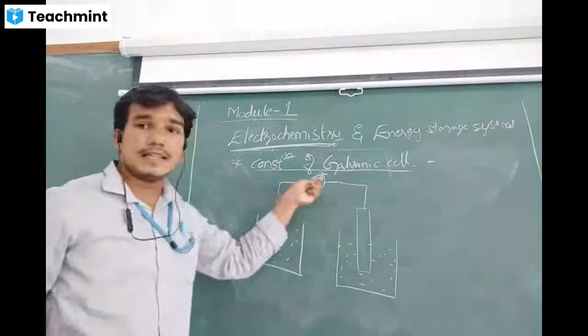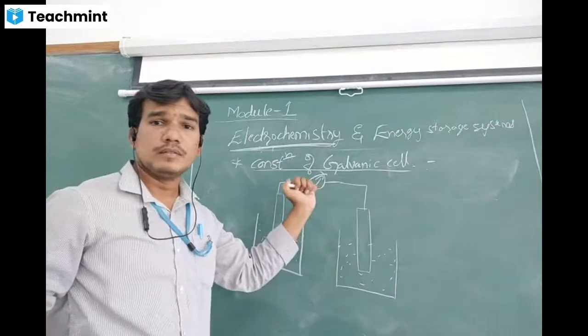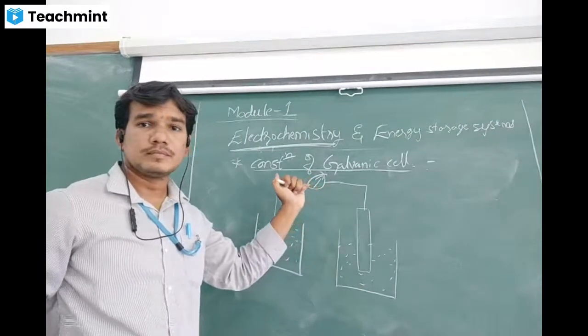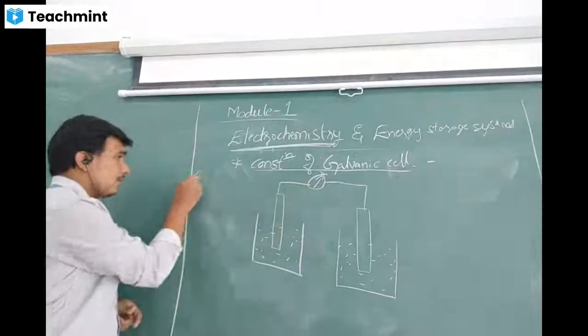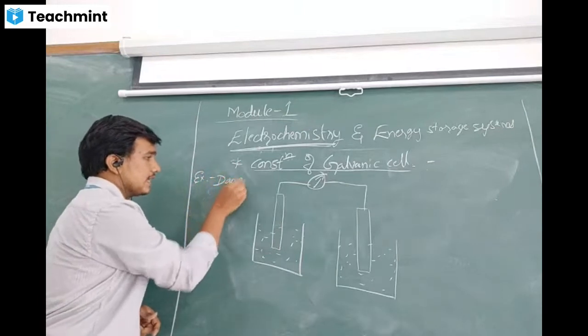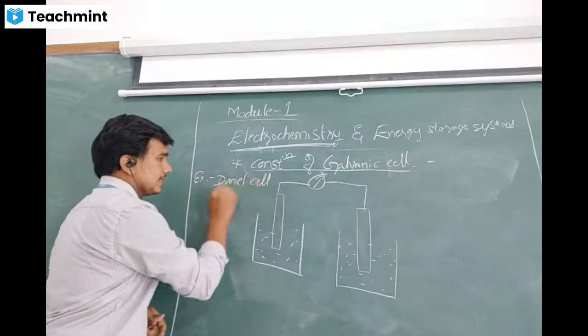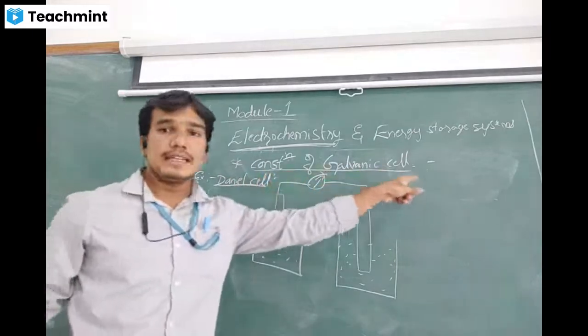Example for galvanic cell is... Yes. Example for galvanic cell is Daniell cell. Okay. Daniell cell is the best example for the galvanic cell.